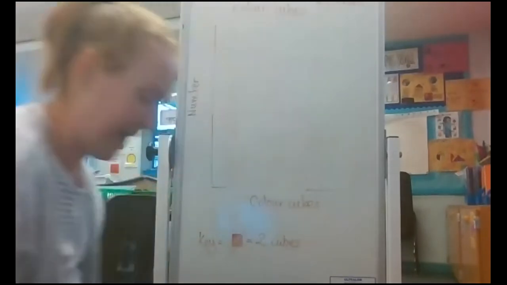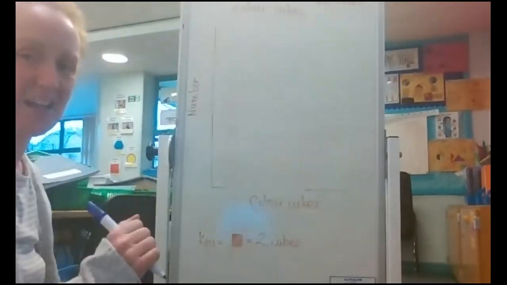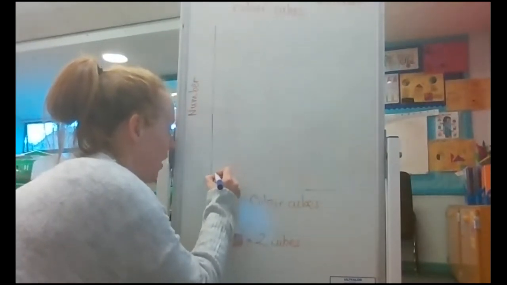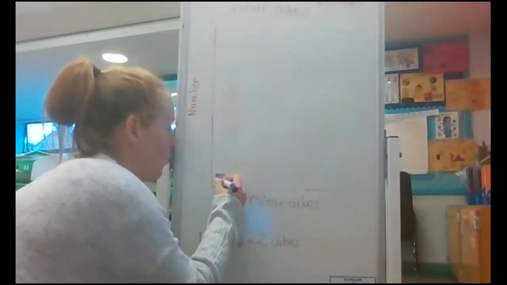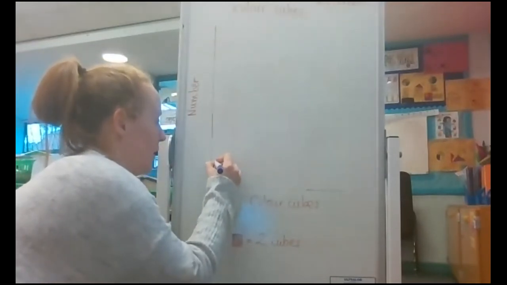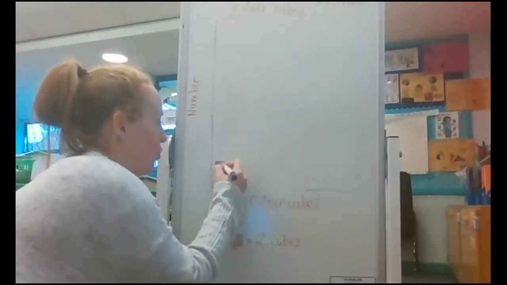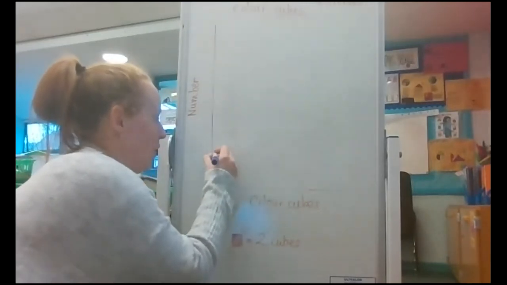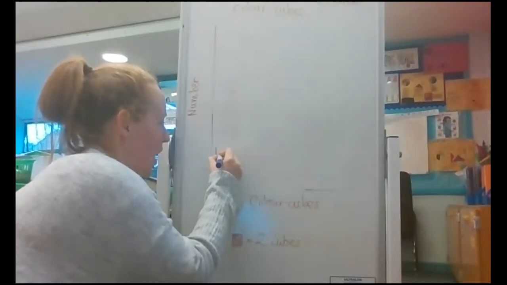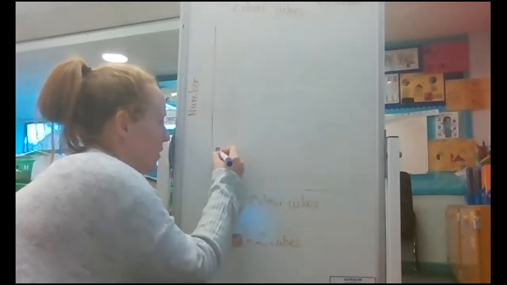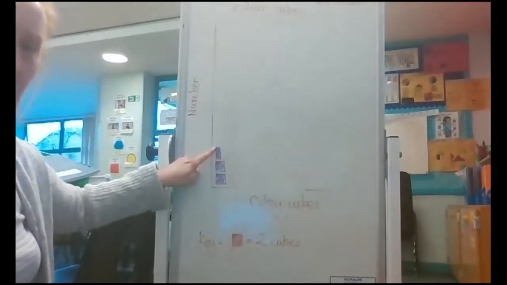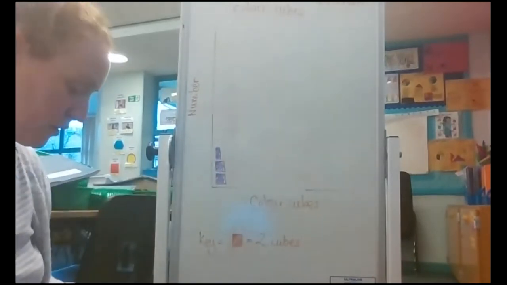So on the floor, I had 5 black cubes. So I'm going to use purple to represent black. So there's 1, but that doesn't represent 1, that represents 2. Another one, that represents 4. Then I've got 5, so I'm going to have to draw half of a cube to represent 5. 2, 4, 5, half of a cube.